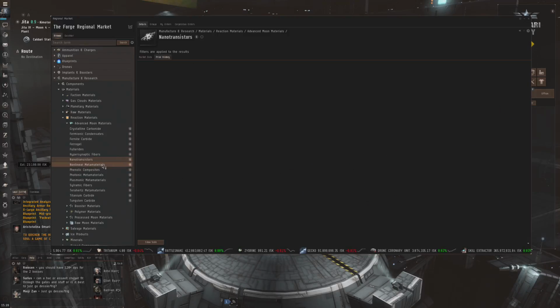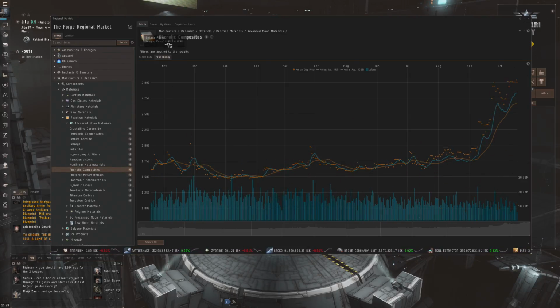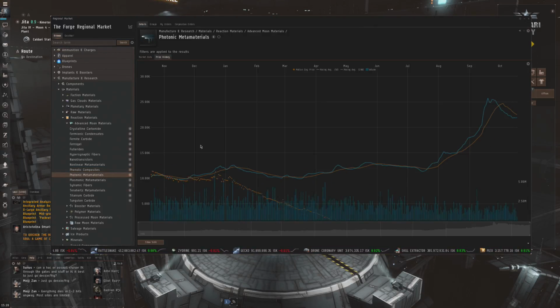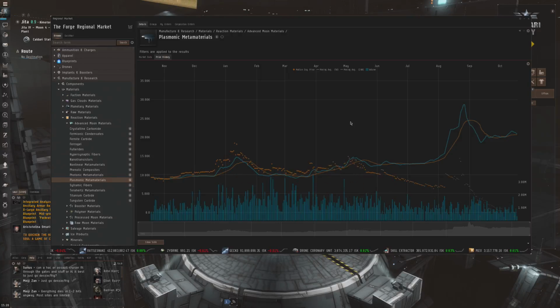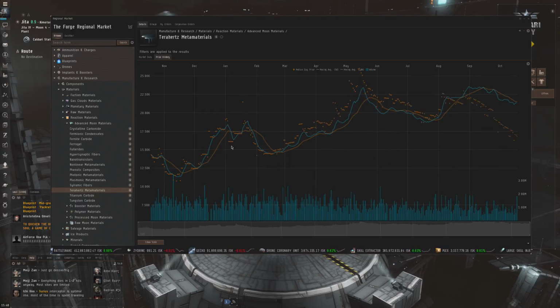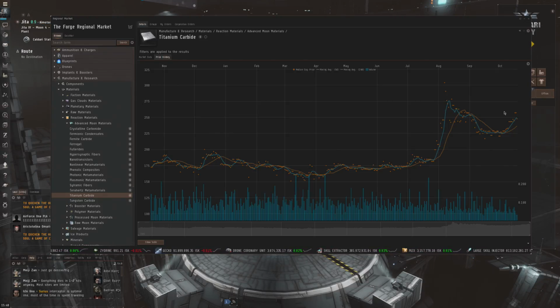Nanotransmitters also sitting pretty nicely at a high point. Nonlinear metamaterials also at a high point. And here, whoa, phenolic composites, 1,500, currently selling for almost 3,000 ISK, doubling in price right there. And so this one was to be expected, but it remains a little bit of a gamble. And so depending on the actual results after the expansion, we might be in for sustained higher prices, especially if there's lots of PvP disruptions.